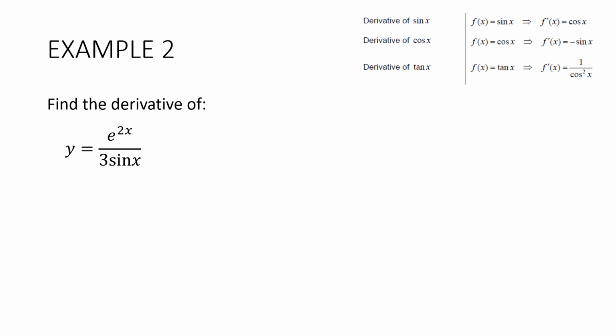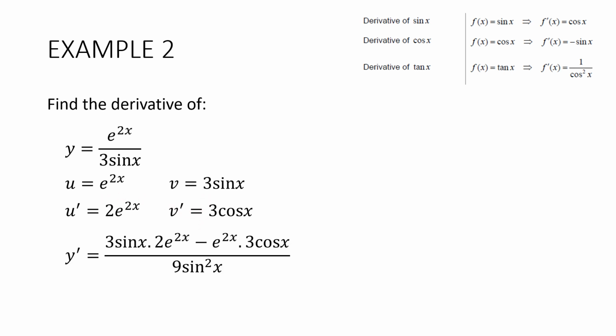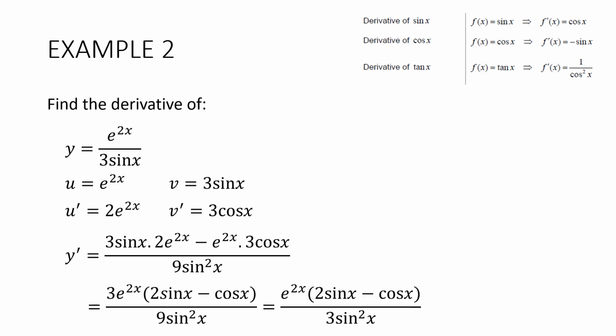And example 2 is a quotient rule. So we have u is equal to e to the 2x, v is equal to 3 sin x. Now the derivative here, this is a chain rule, but it's just e to the 2x multiplied by 2, and v dashed is equal to 3 cos x. Let's construct the quotient rule. We have v times u dashed, take away u times v dashed, all over v squared. Now factorising, and then cancelling, we end up with e to the 2x multiplied by 2 sin x take cos x, all over 3 sin squared x.